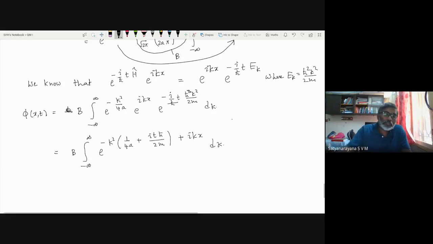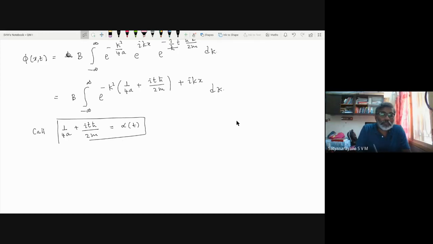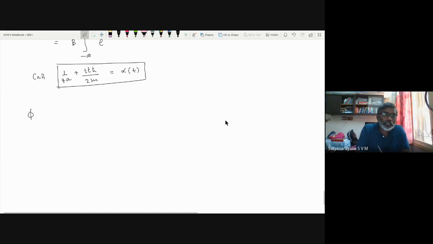Okay, so just for simplicity, let us call this 1 by 4a plus i t h cross divided by 2m to be some kind of an alpha. Just to say that it is a function of time, we will call this as alpha of t. So in that case phi of x comma t is equal to some constant b in the integral minus infinity to infinity e to the minus alpha of t k square minus ikx.